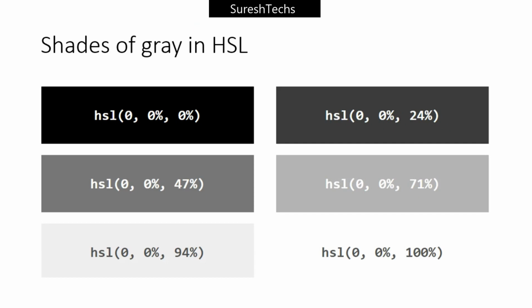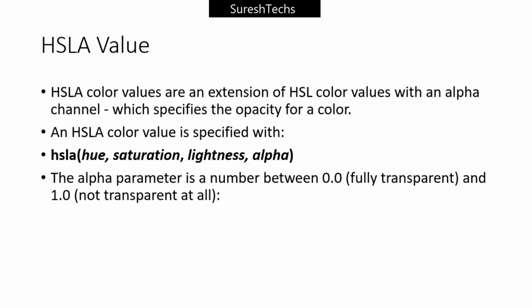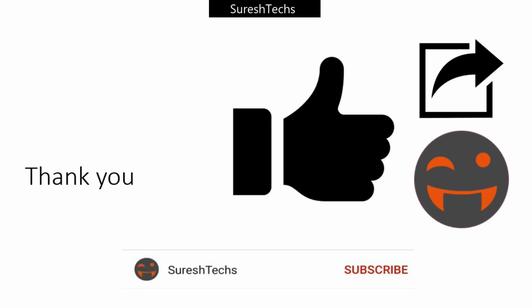You can provide 0 hue, and then the saturation of 0%, and then lightness. If you don't provide anything, this will be in black, and this is how the gray will work. And in HSL there is something called an alpha again. So this is how we provide alpha channel to the hue, saturation, and lightness combination. Again the alpha ranges from 0.0 to 1.0. So these are the different options available in HTML colors.